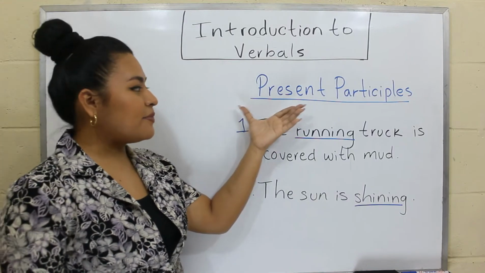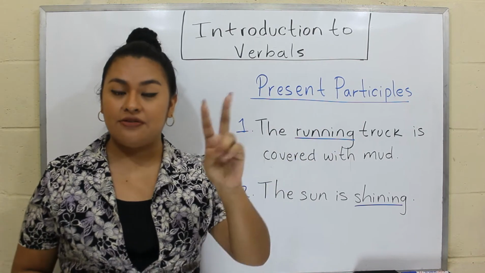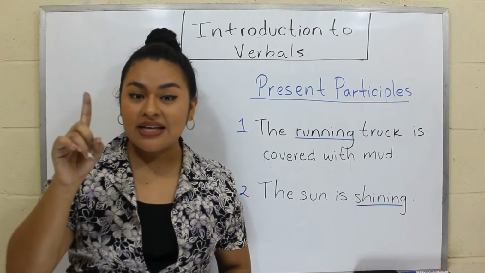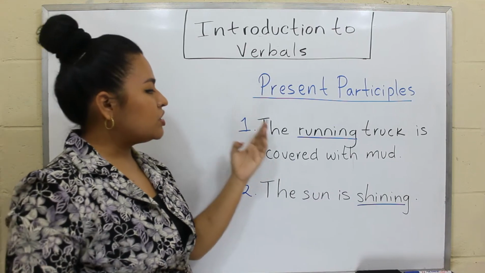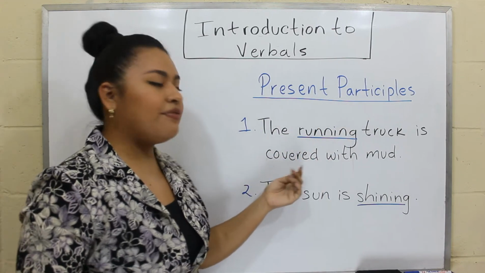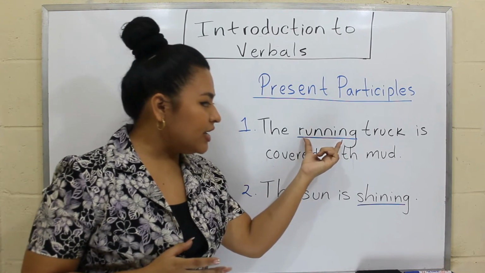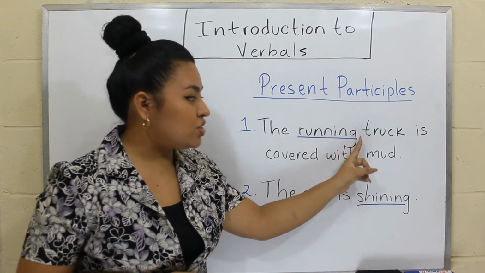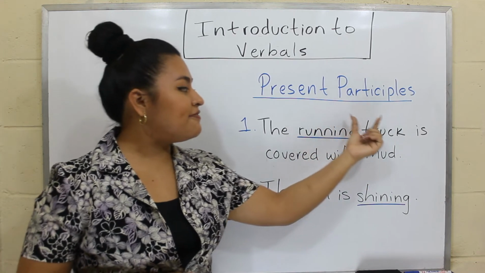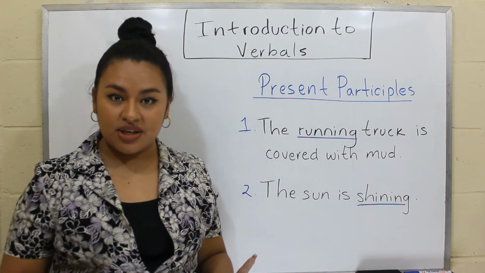Now, let's see the present participles. The present participles have 2 different functions. They are adjectives and they are part of a progressive form. Let's see the examples. The running track is covered with mud. In this example, we have running as the present participle. It ends in ing and it is modifying the noun track. So we say it is an adjective.